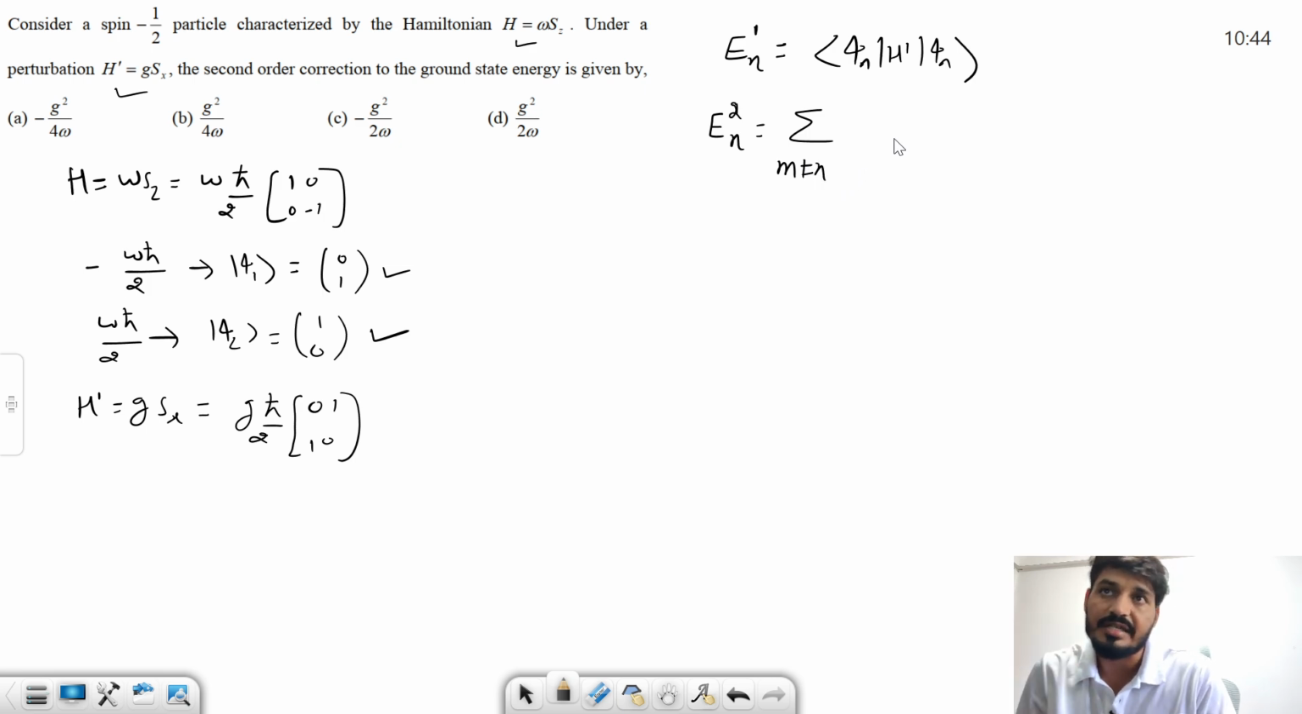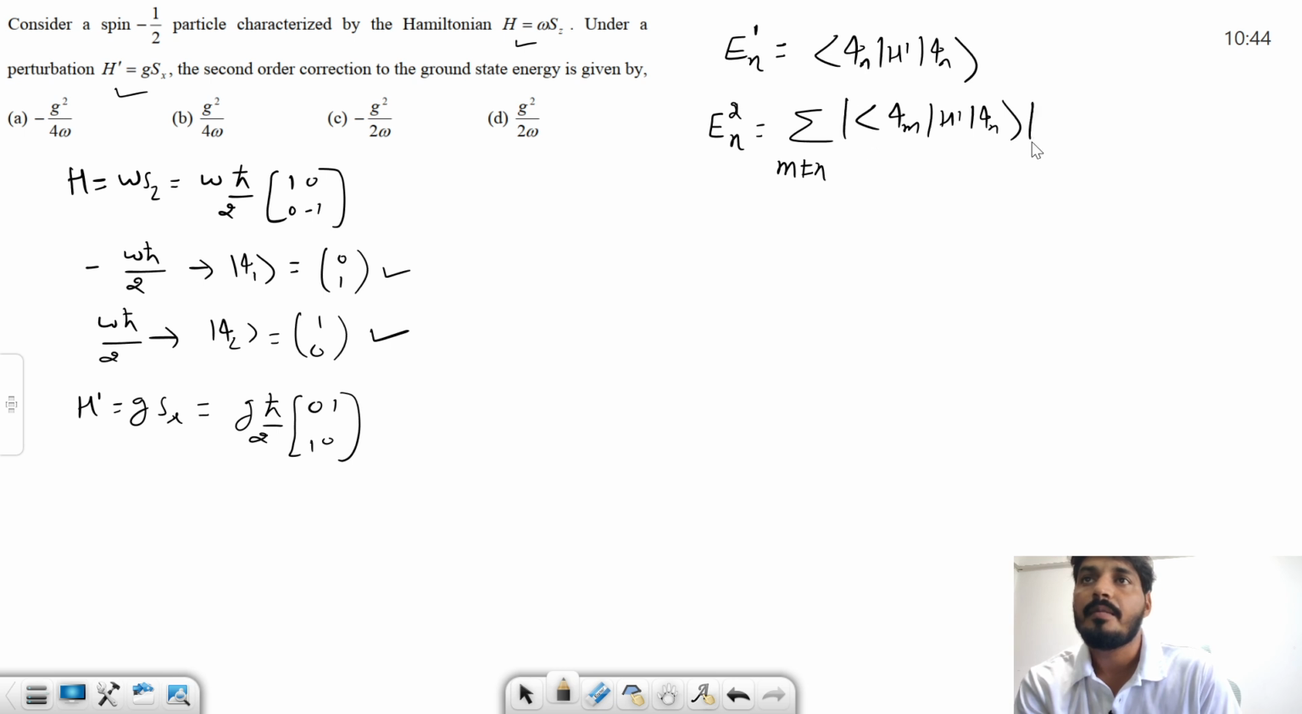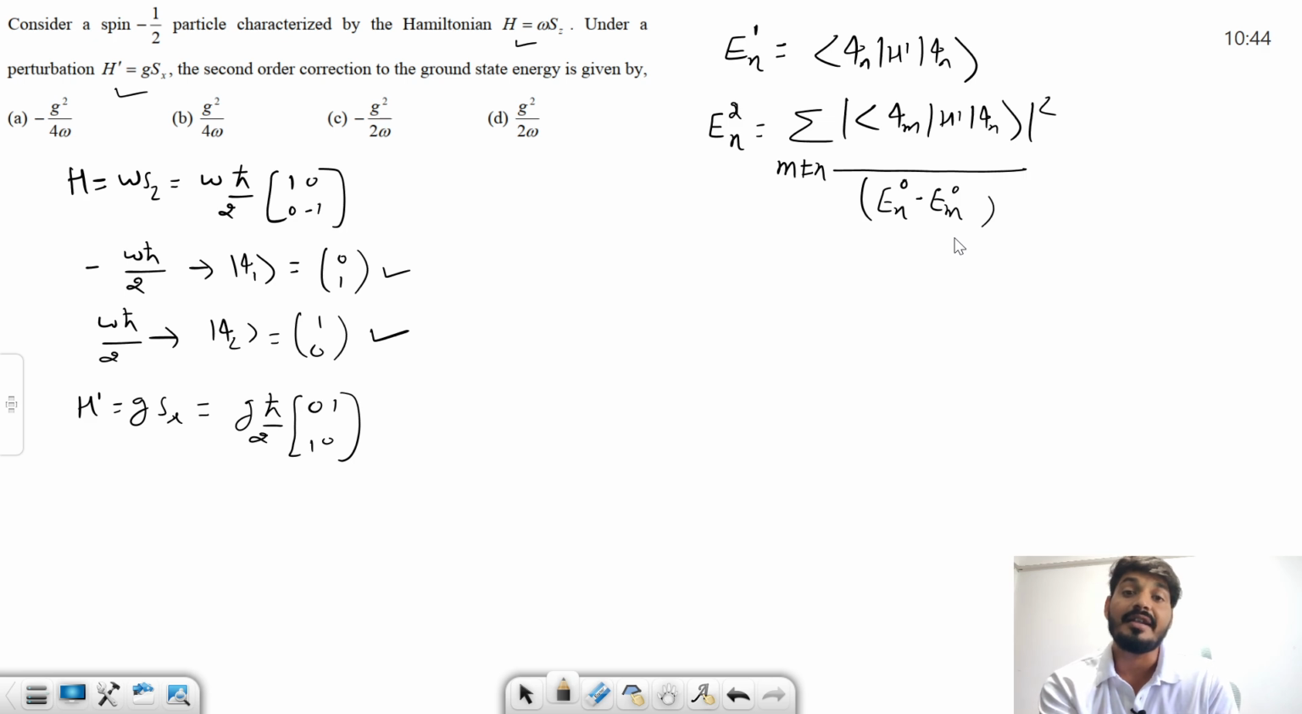इस फॉर्मूले को ध्यान से रखना, याद रखना. Summation m is not equal to n, mod square of phi m H dash phi n, divided by En0 minus Em0. This En and Em are the energies of the actual Hamiltonian, the original Hamiltonian without the perturbation.